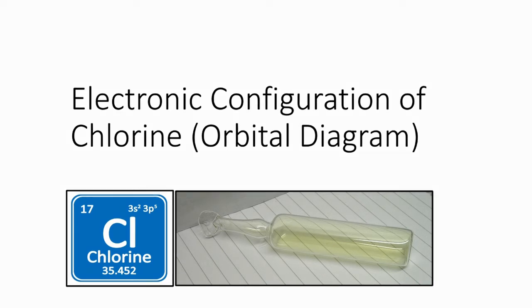Now, we will look at how all these three rules are applied when writing the electronic configuration of the element chlorine, which has 17 electrons.